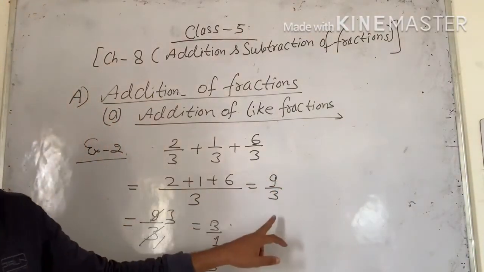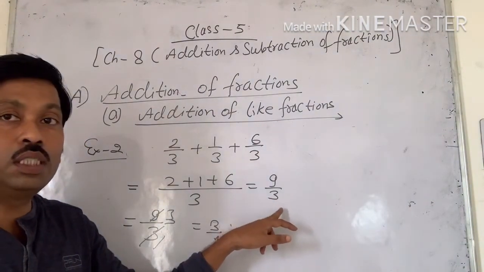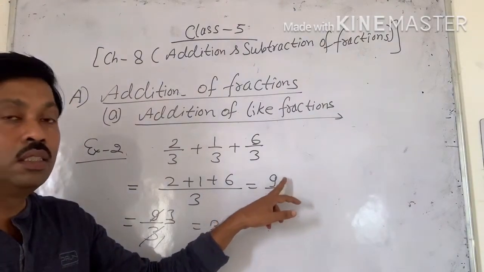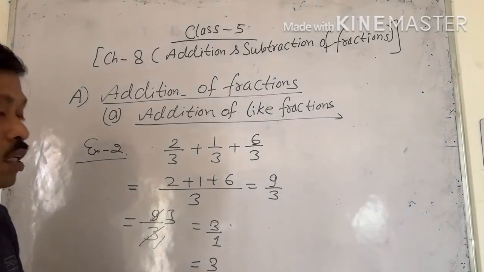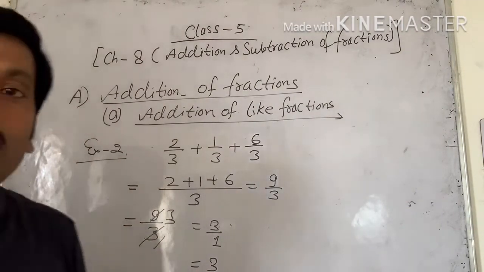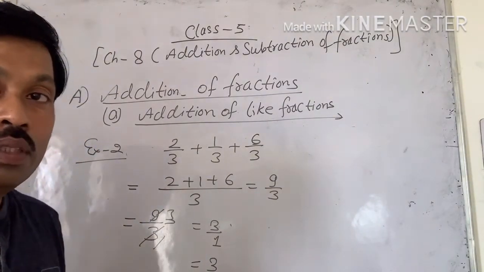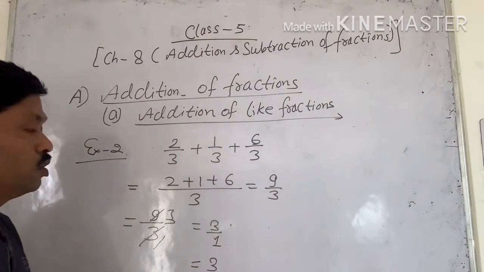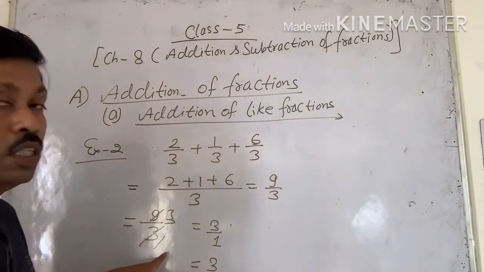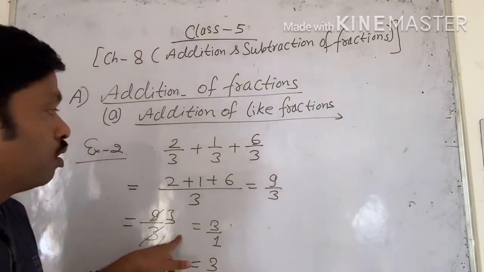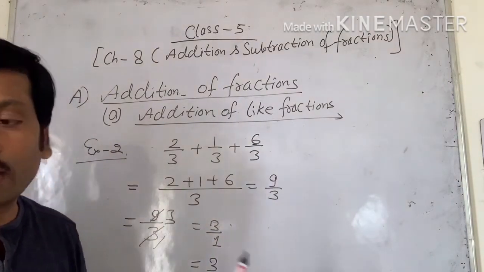But 9 by 3 is not in the simplest form, so we change it into the simplest form. When we divide 9 and 3 by 3, 3 ones are 3, 3 threes are 9, we get 3 by 1, which is equal to 3. We have already learned how to change an improper fraction into standard form. This is the answer. This is another type of question where we change the sum of like fractions into standard form.